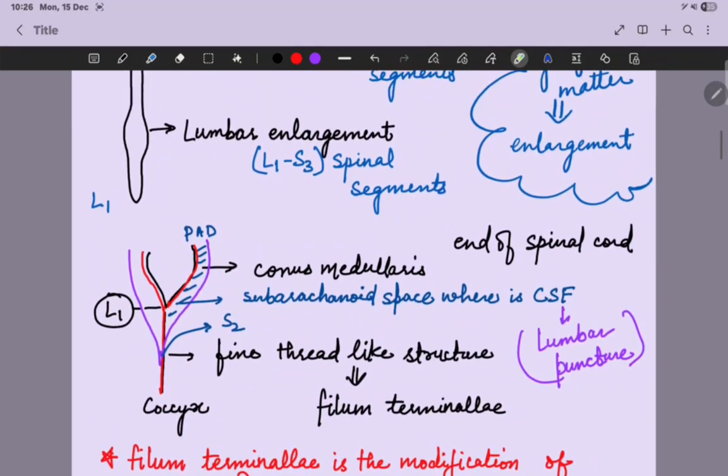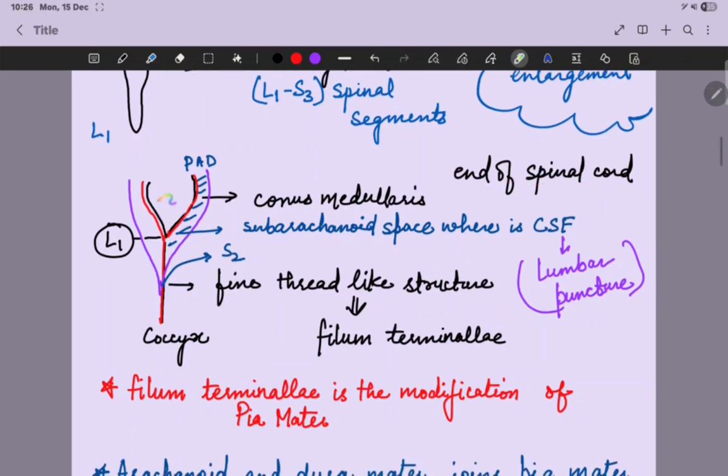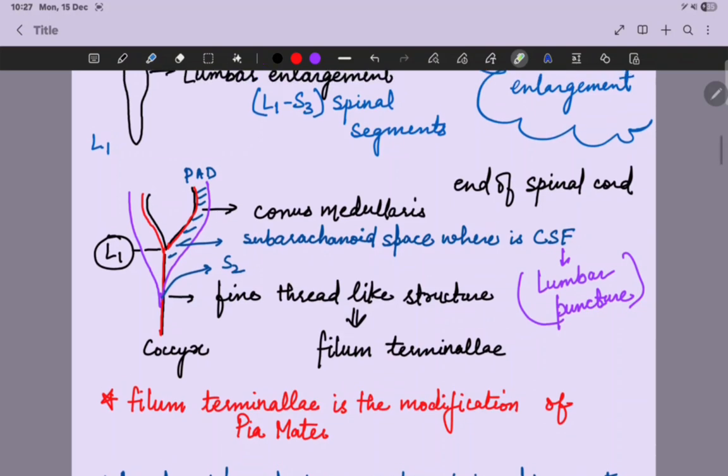So next, let's talk about the end point of the spinal cord. We can see here this conical structure is the end point of the spinal cord, and it is known as the conus medullaris. This pointed part will further lead to a fine thread-like structure up to the coccyx, which is known as the filum terminale. This filum terminale is basically a modification of our pia mater.